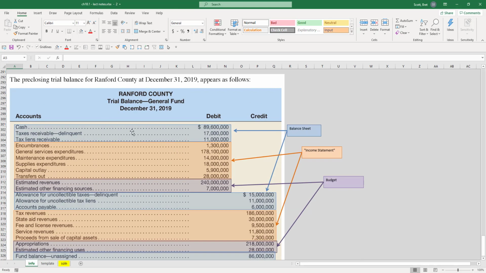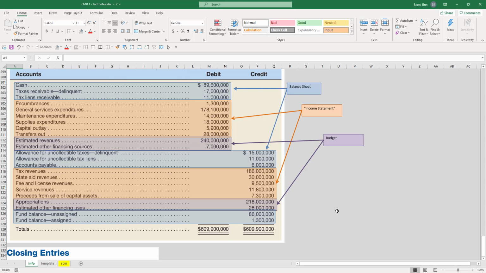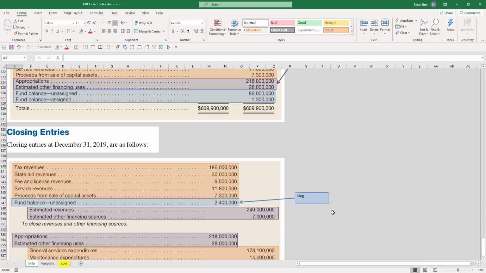What I've done here is highlight what are the balance sheet accounts, what are the quote unquote income statement accounts, and what are the budgeted accounts. Everything we've done is appropriately in our general ledger. We got the balances tied out. What do we do now? Well, we're going to do some closing journal entries.